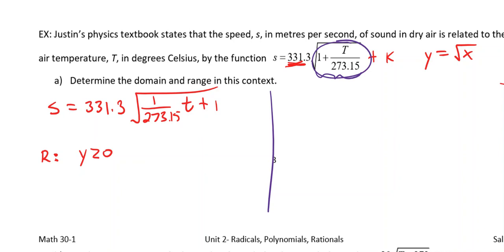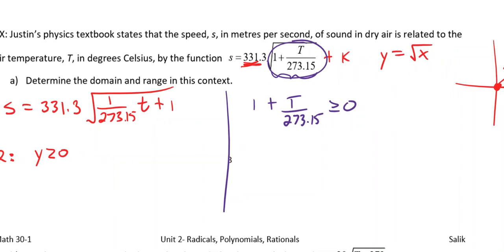So I'm going to start off by making myself a little equation. I'm going to say 1 plus t over 273.15 has to be greater than or equal to 0. And then we're just going to solve for t here. We're going to do this inequality. So I'm going to bring the 1 over to the other side, subtracting 1 from both sides. So I've got t over 273.15 has to be greater than or equal to -1.